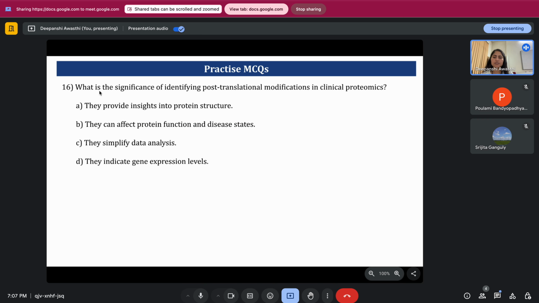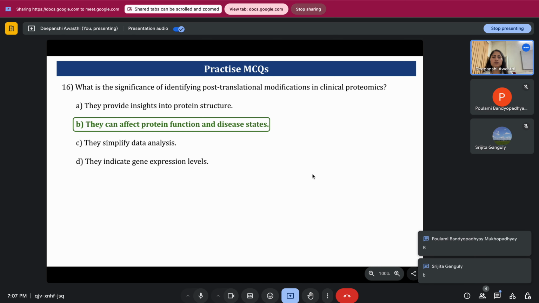Okay, so next question is, what is the significance of identifying post-translational modifications in clinical proteomics? Option A, they provide insights into protein structure. Option B, they can affect the protein function and disease states. Option C, they simplify data analysis. Or option D, they indicate gene expression levels. So what is the significance of these post-translational modifications? Yeah, so option B, that means they can affect the protein function and disease states. So this is the right option.